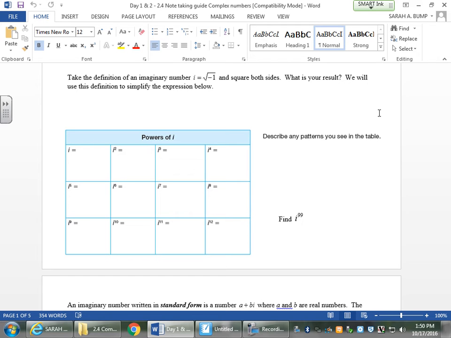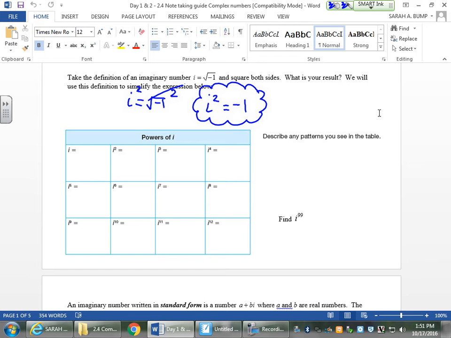So if we take the definition, which is i equals the square root of -1, and we square both sides, let's see what we get. On the left, I now have i squared. On the right, squaring and square rooting are opposite operations, so they cancel each other out, and you're just left with -1. So this is another property that will be used throughout this section.